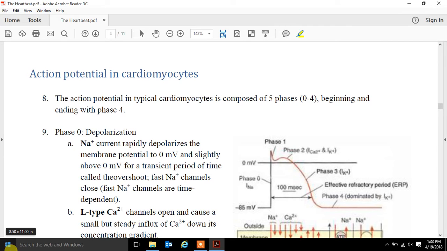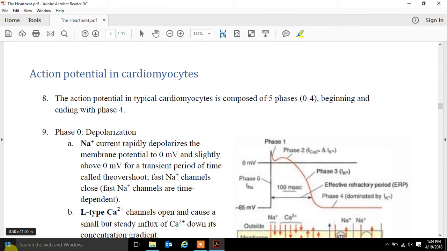Now what's the action potential within the cardiomyocytes? These would be the cells within the atria and the ventricle that are actually going to have some of the contractile properties that we need, and we need this action potential to drive that response. The action potential in the typical cardiomyocyte is composed of 5 phases, 0 through 4, beginning and ending typically with phase 4. We're going to start with phase 0 because that's just where I like to start.